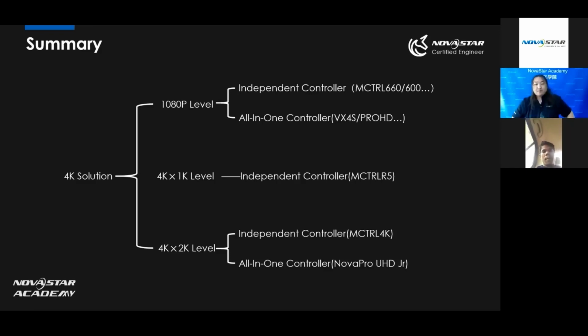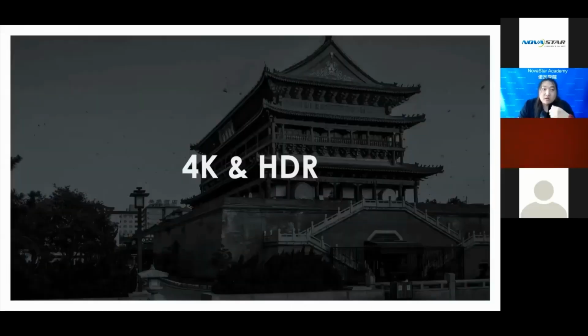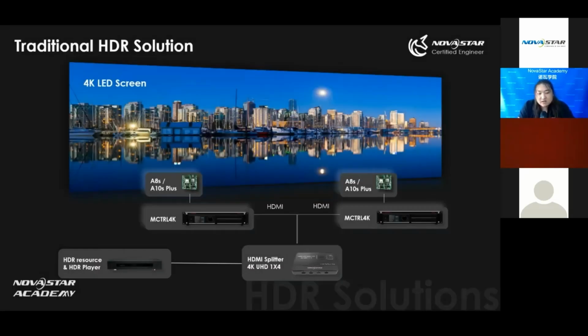All right, let's see what is next. After this 4K solution, let's see what the advanced thing is: 4K and HDR, the high dynamic range. What about the traditional HDR solution? The 4K LED screen should have HDR because it will give a better display effect.